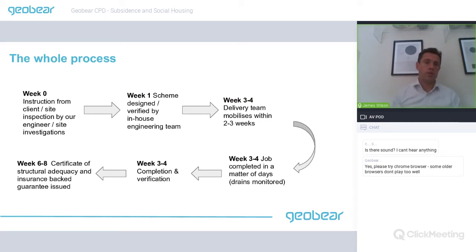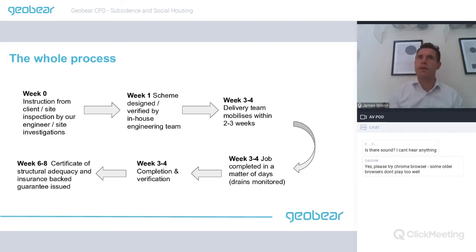And then in terms of the whole process, because we're not doing any digging, there's a whole load of things that we don't have to do. So the mobilization to site and the completion of the works is a lot quicker than the normal process. Week 0 would be an instruction from yourselves, from a council, from a housing association, to come to site, and then we would inspect it.